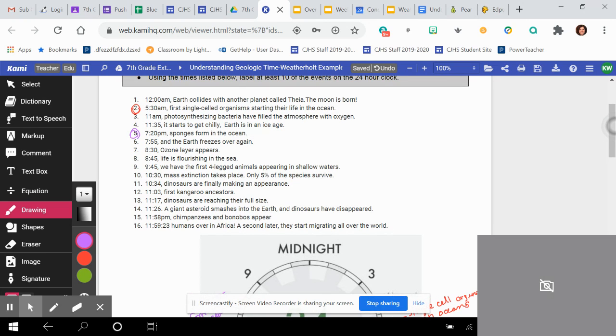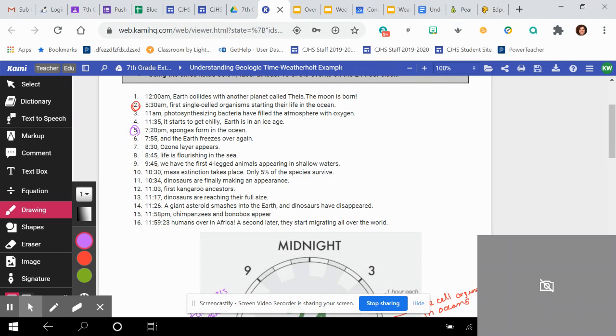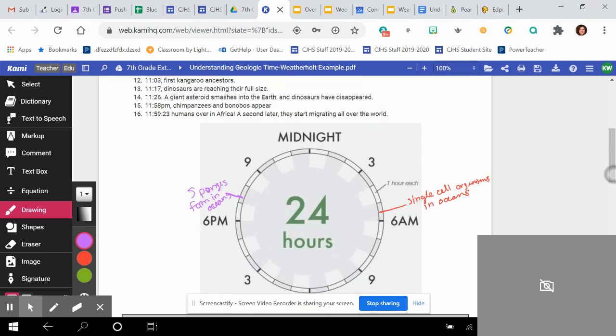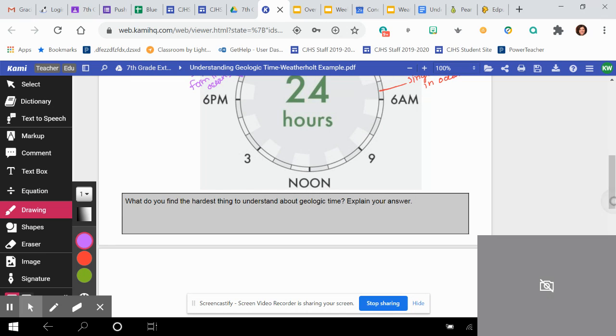Again, you can choose any of these 10 that are in this list. If you do more, you can earn yourself some extra credit, but you have to have the minimum of 10. And one last thing, don't forget you have a question down here that you need to answer. It says, what do you find the hardest thing to understand about geologic time? And explain your answer. It's a big deal that you explain what you're thinking about.